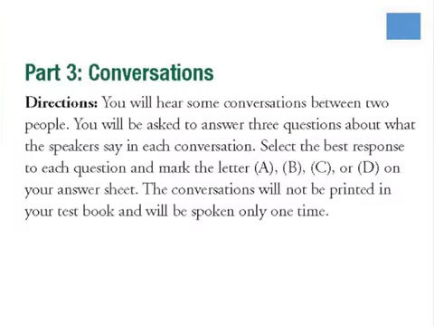So the instructions for Part 3 is that you will hear conversations between two people. You will be asked to answer 3 questions about what the speakers say in each conversation. You will have to select the best answer by choosing A, B, C, or D on your answer sheet. The conversations will not be printed in your test book and will be spoken only one time.